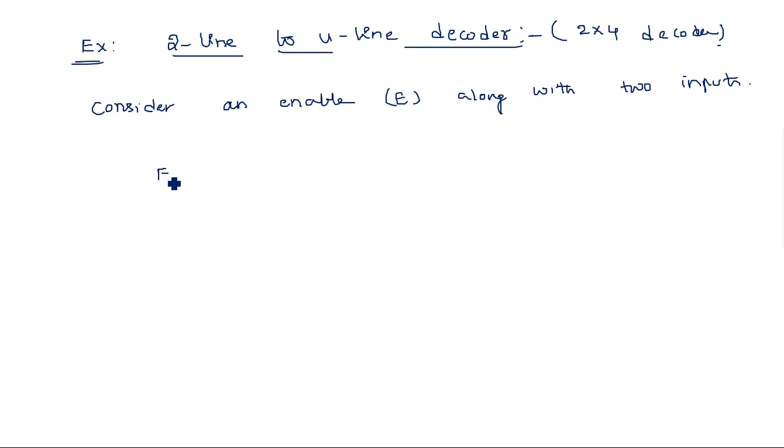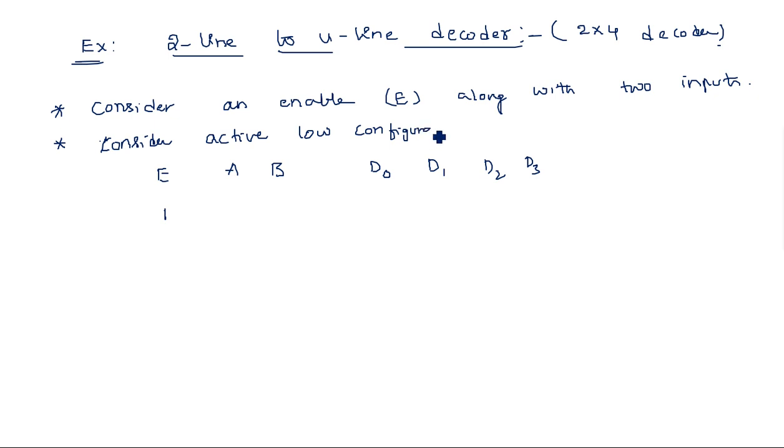Okay, so the enable pin we are taking along with the 2 inputs that the decoder has, and now 4 outputs are there. The 4 outputs we are taking as D0, D1, D2, D3. Now enable is equal to 1. Here we are taking active low, consider active low configuration. That means all are in the 0 mode. 0 means active high here. 0 means active high, 1 means active low.